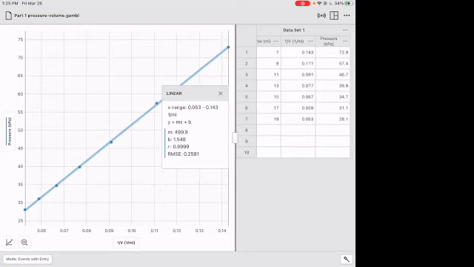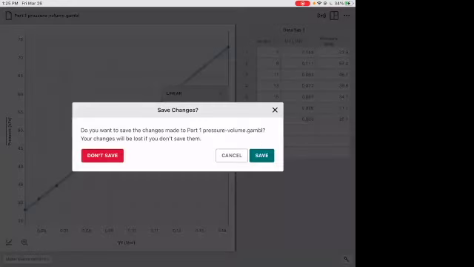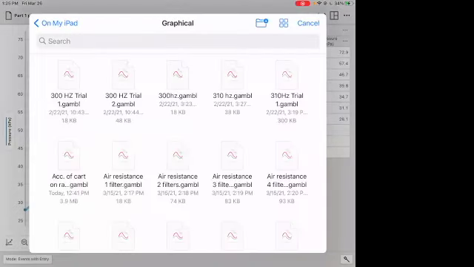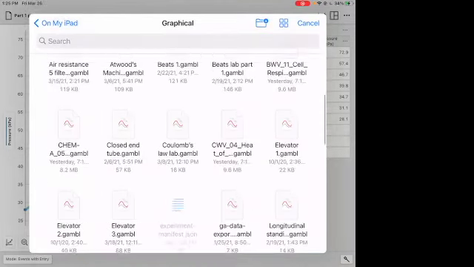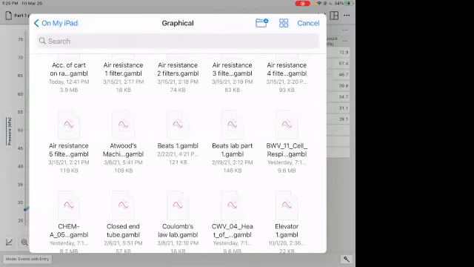Another thing, if you collect sensor data, here's another interesting example: beats. There's a sound sensor that we have, and we collect sound.